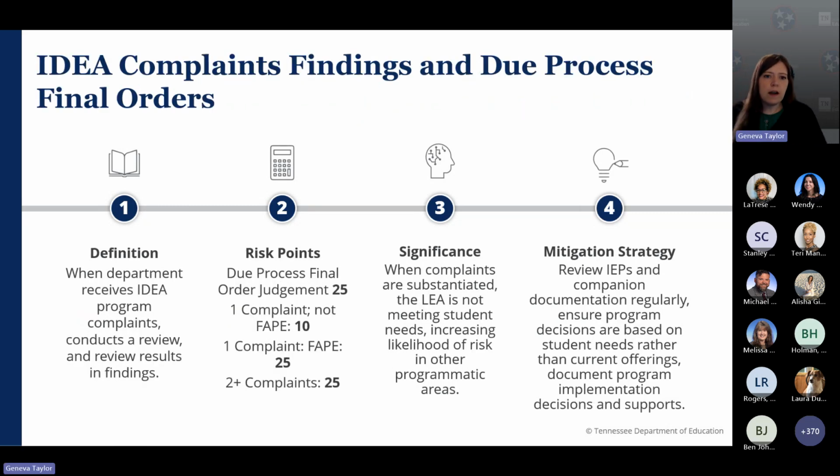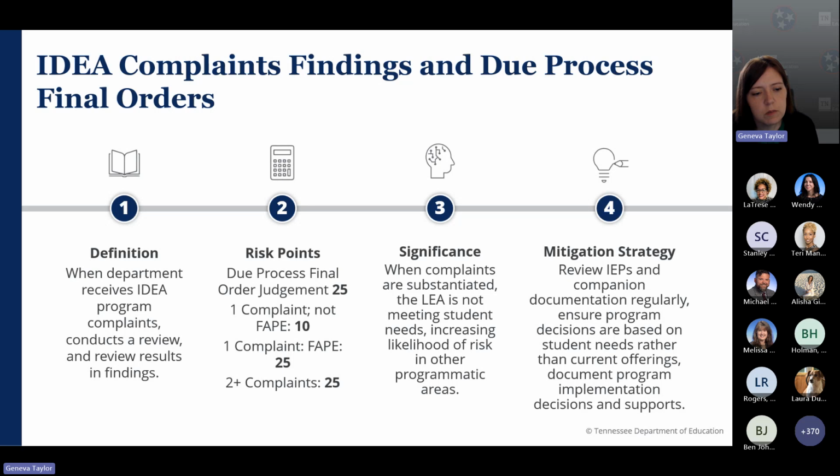IDA complaints with findings and due process final orders. This one has been adjusted a little bit. When the department in the Office of General Counsel receives a complaint, obviously they conduct a review and investigate. If that review results in findings, this is how the risk points will be applied for this year.